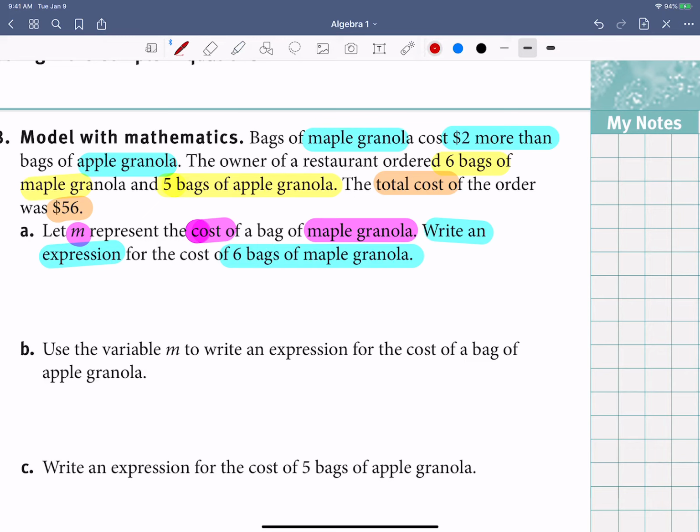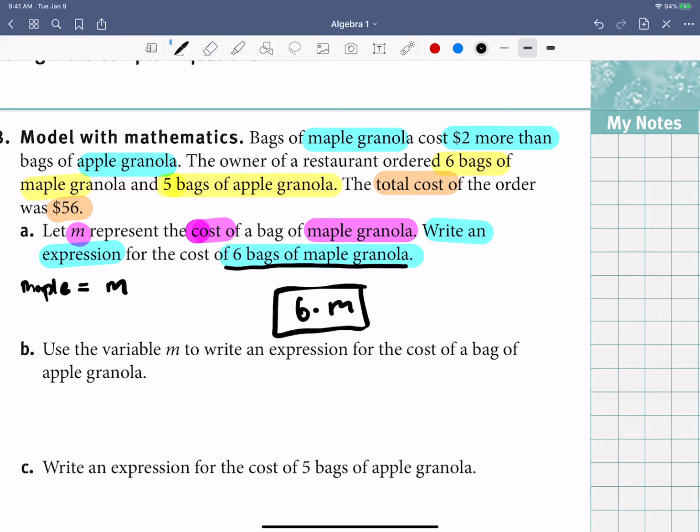All right. So we're saying maple granola costs $M, right? We don't know what M is, but it's the cost of maple granola. So if you were to buy 6 of these, that's like buying 6 of them, right? So you're gonna do plus M 6 times. So the expression for 6 bags of maple granola is the price of the granola times 6.